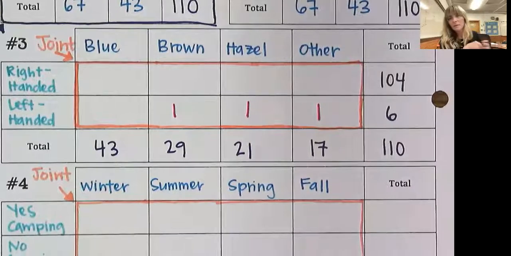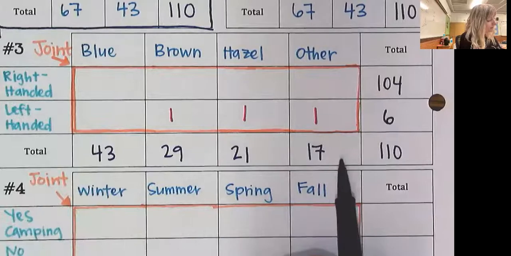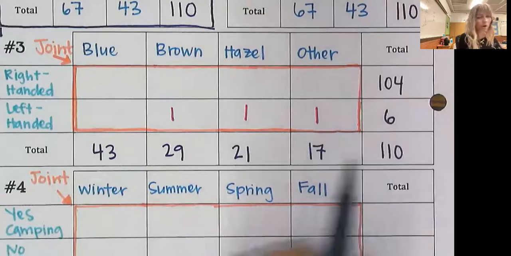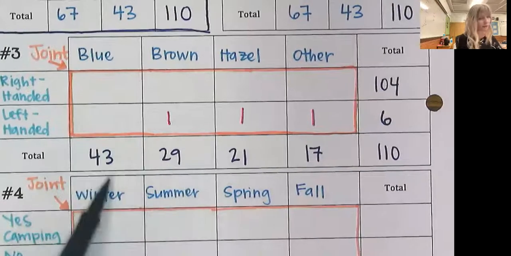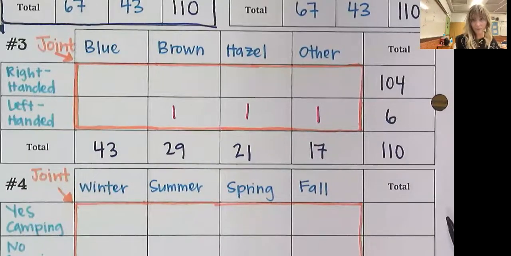That could be gray, that could be green, that could be purple, that could be amber. Okay, so I have all the marginal frequencies now. Can I do a similar thing with the columns in order to figure out the joint frequencies?